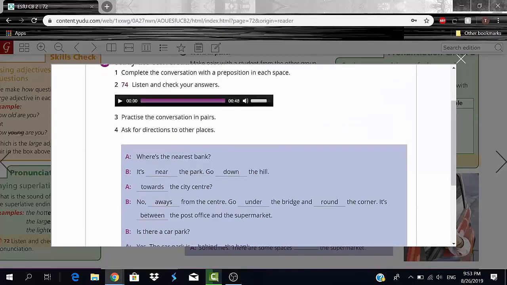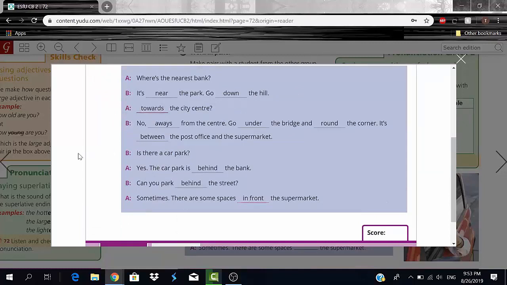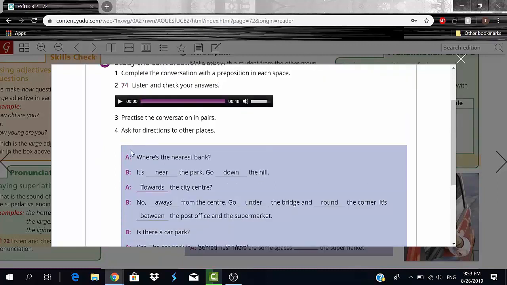Okay, you guys, so let me actually change this to a capital T because it's the beginning of a question. Now, let me read it for you.